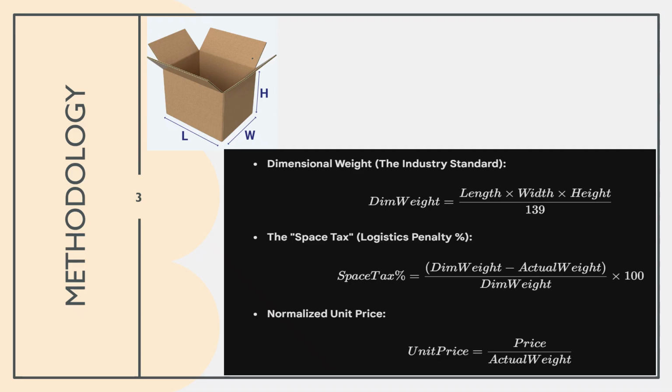The space tax formula, dim weight minus actual weight, then divided by dim weight and multiplied by 100, is a feature I engineered to quantify the logistics penalty. It tells us what percentage of the billable weight is comprised of nothing but air. This is a new dimension in our analysis because it moves the conversation away from what the product is and focuses on how much space the product wastes.